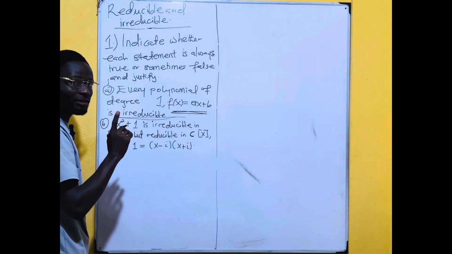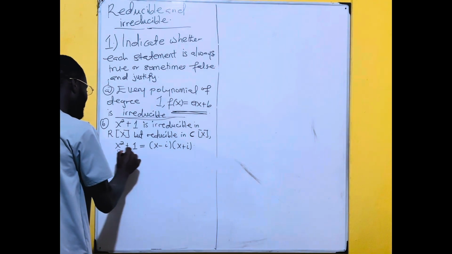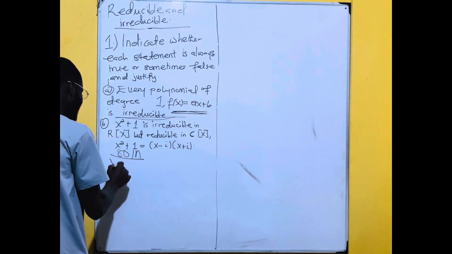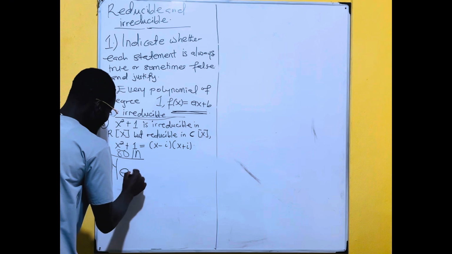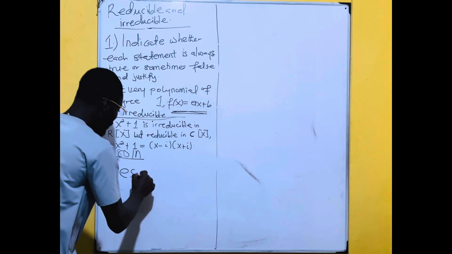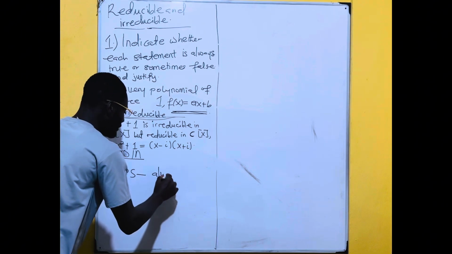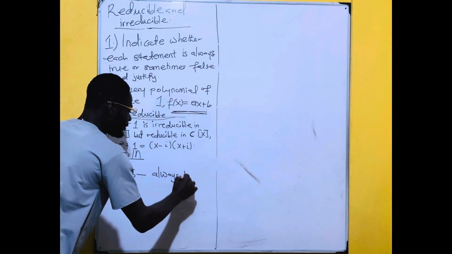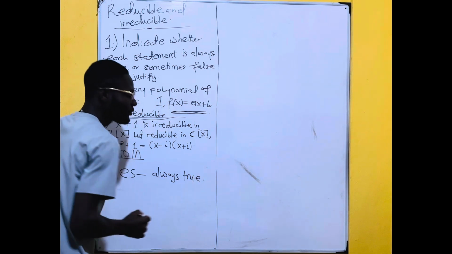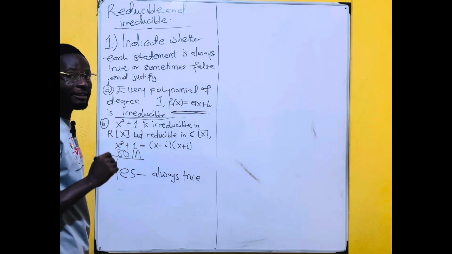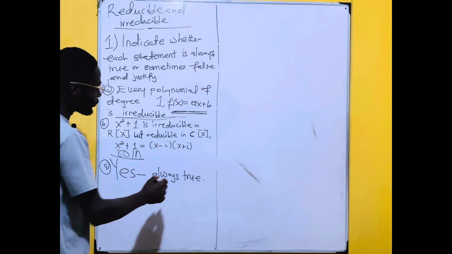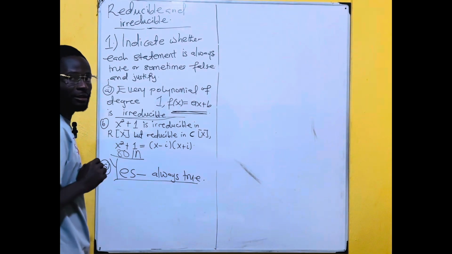So the first thing you have to say is that, for question A, you have to write that yes, this is always true. Then you come down and justify or give a reason for this.